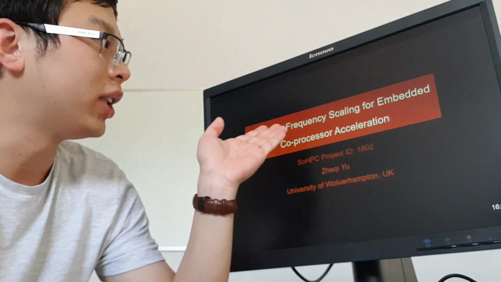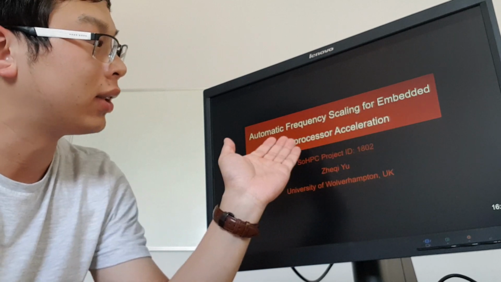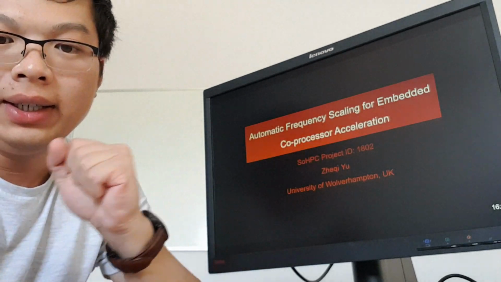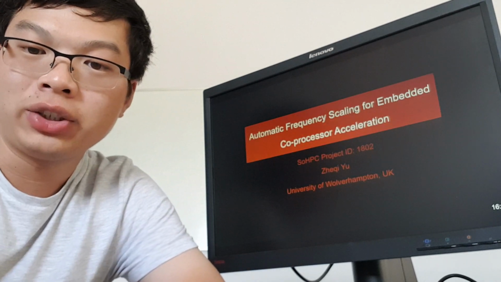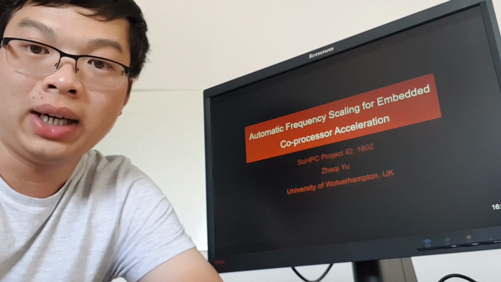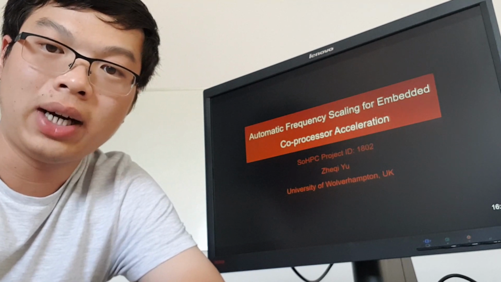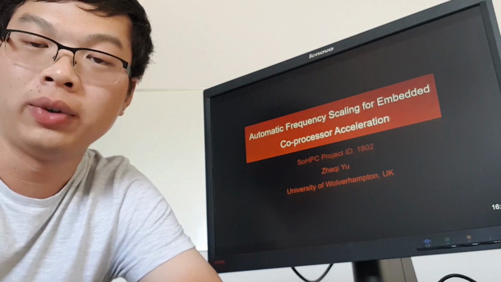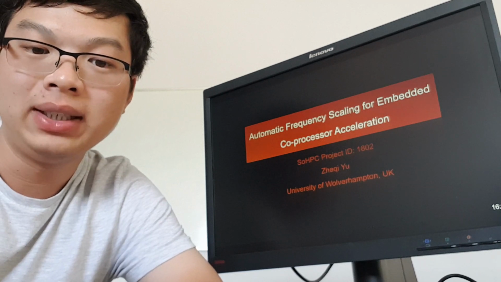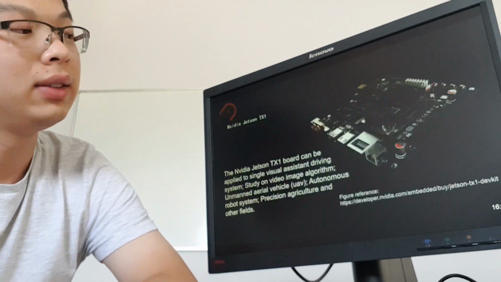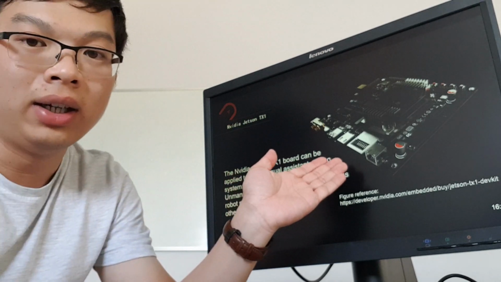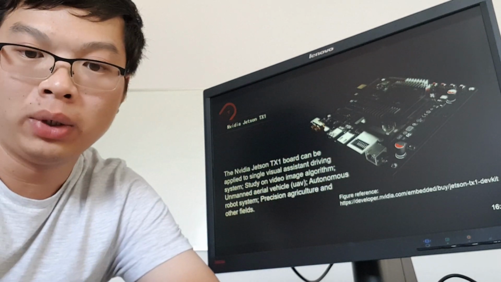It is the automatic frequency scaling for embedded core-processor acceleration. This project is special and interesting compared with others because it should work in hardware and not only for software development. This is my hardware, the NVIDIA Jetson TX1 board.